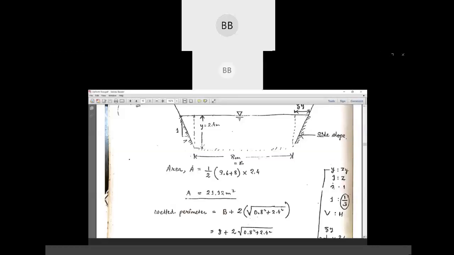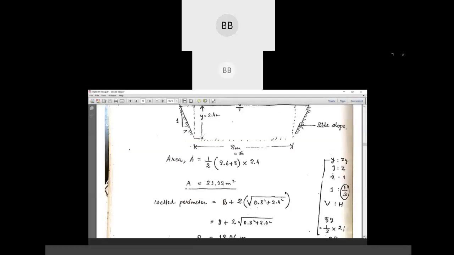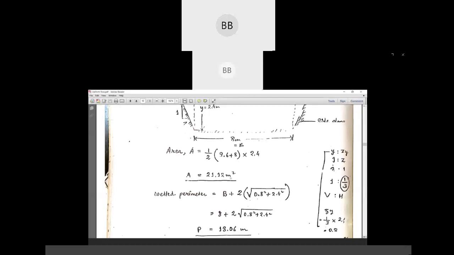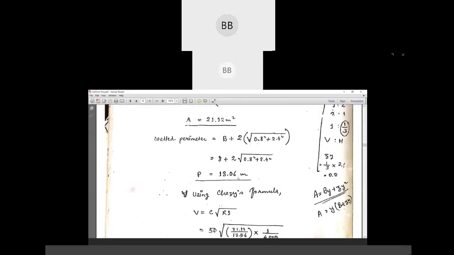Why have we multiplied by 2? Because we have two sides, one here and one here. Both the sides will be same as our side slope is same, so we are not going to find out separately. Once we find out once, then we have to do the addition. That is why we have multiplied by 2, and then we add the width of the channel. By solving this you can find out the wetted perimeter, that is 13.06 meter. So try to find out the wetted perimeter and see how much you got.